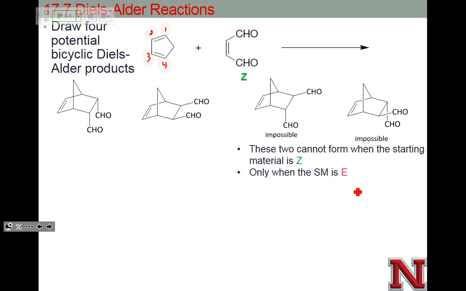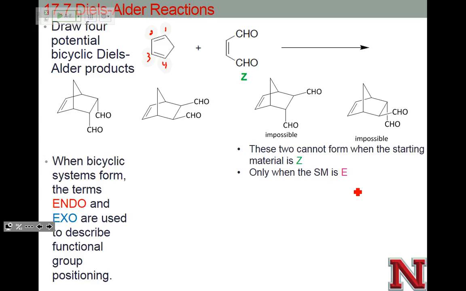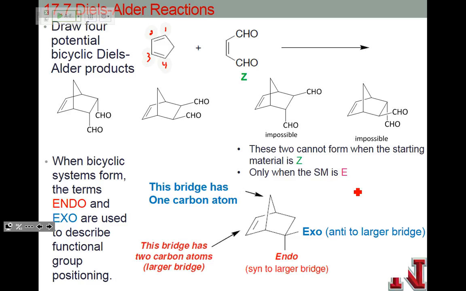Now if we started with the E, then we could form those 2. So with that bridgehead, the question is, will we get mostly product where our 2 electron withdrawing groups are on the same side as that bridge or on opposite sides? And that's what we're going to look at. So for bicyclic systems that form like this, and again, those groups are still on there, there's 2 possible products that can form, an endo product and an exo product. And that just describes where the functional groups are.